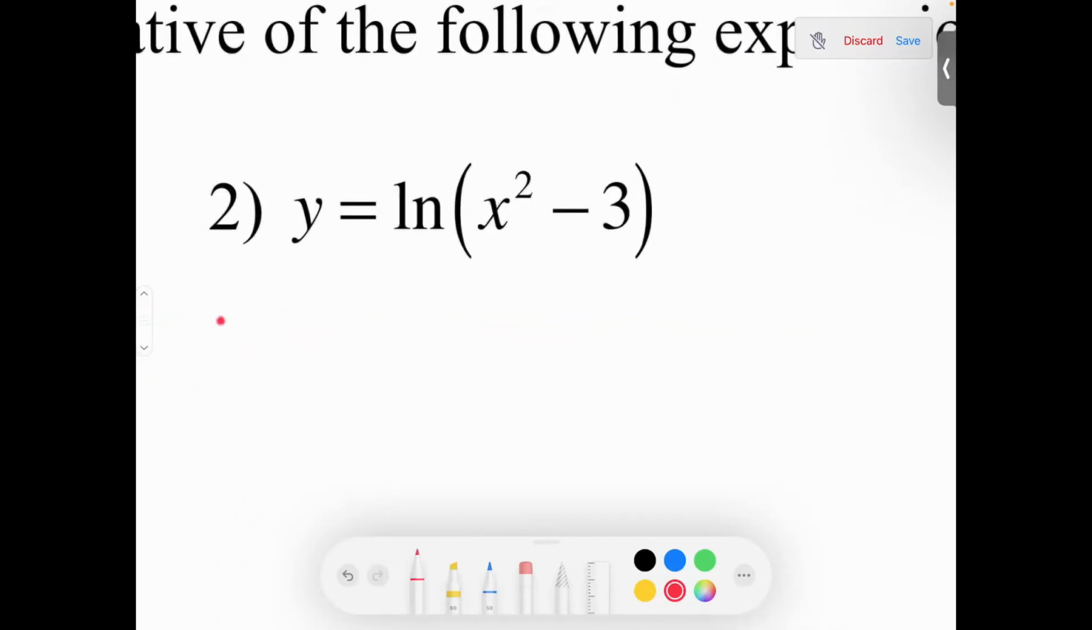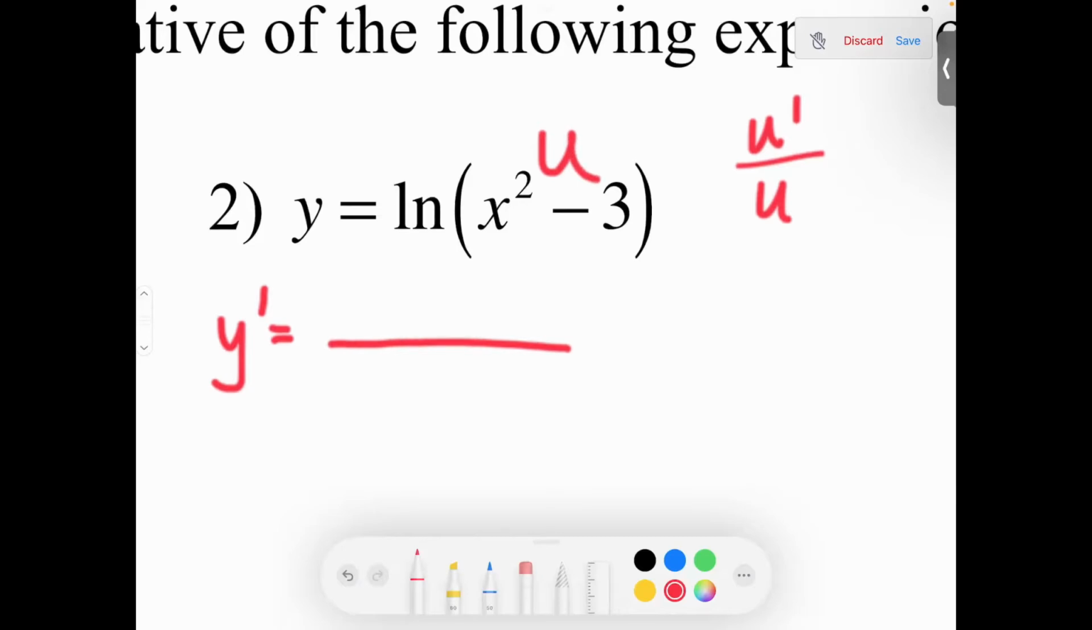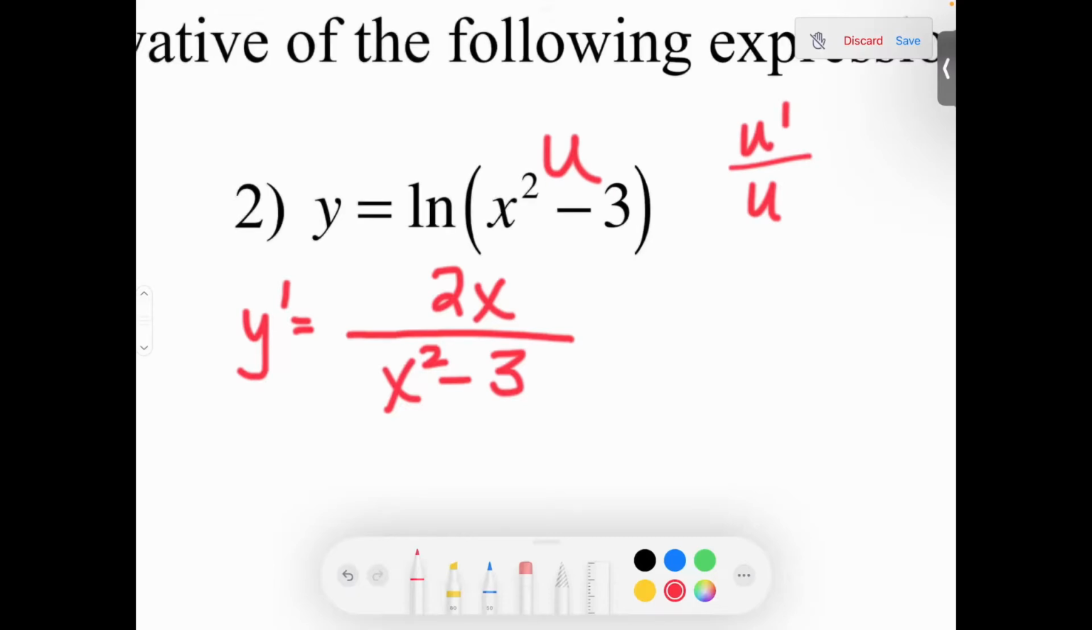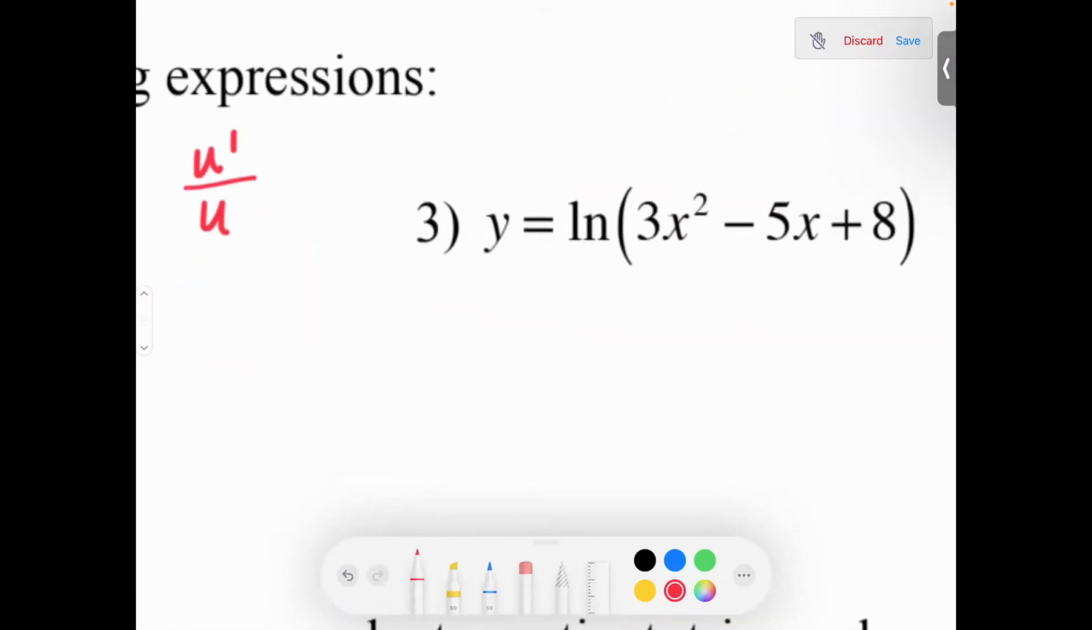Natural log of x squared over 3. I'm going to try to start writing these the way they wrote them earlier with the u prime over u. So this would be our u. So u would be x squared minus 3. The derivative of natural log of something is 1 over that something times the derivative of that something. The derivative of that something in this case is just 2x. Instead of writing it as two fractions being multiplied together.